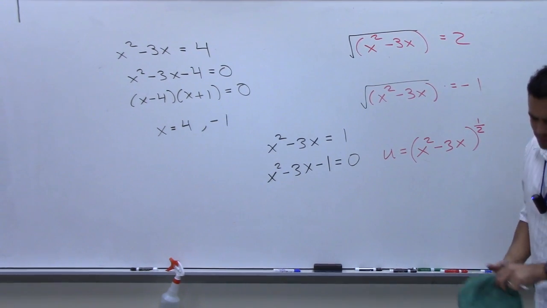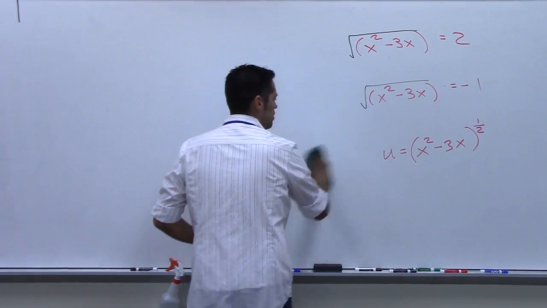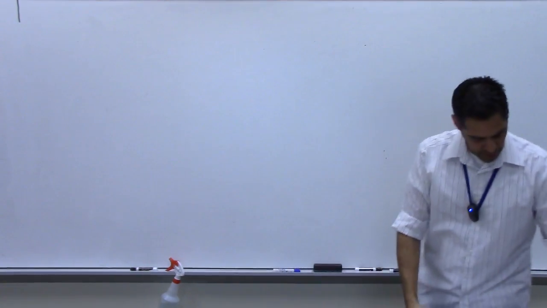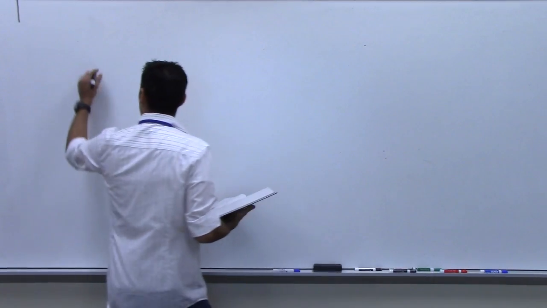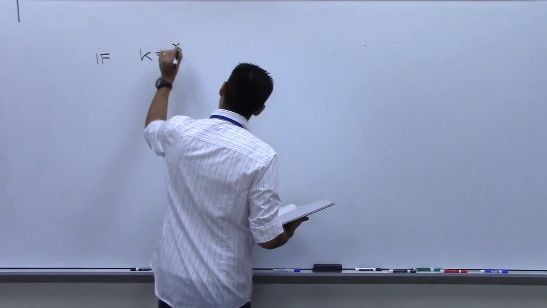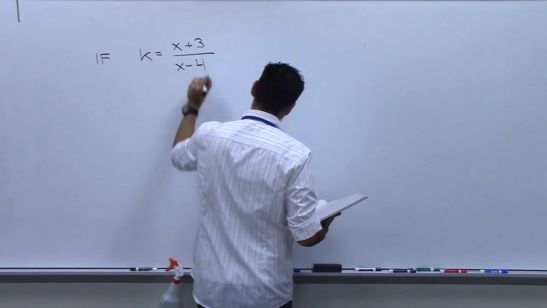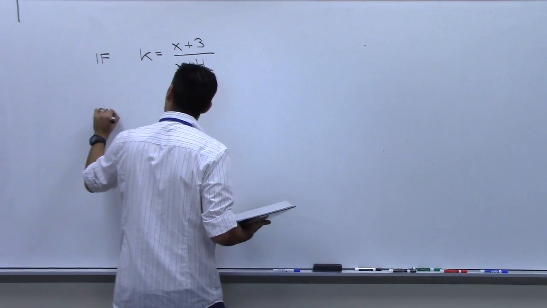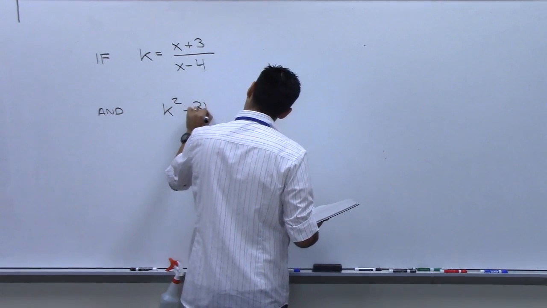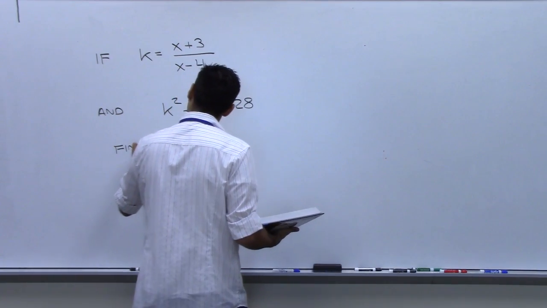Here's a problem that is just weird, because you haven't seen this before. And it's hard for you to understand why you'd want to do this right now, like what's the point of this? But again, this has a lot to do with what's coming later in future classes. Let me write this up here and then let me see what you think. If k equals x plus 3 over x minus 4 and k squared minus 3k equals 28, find x.